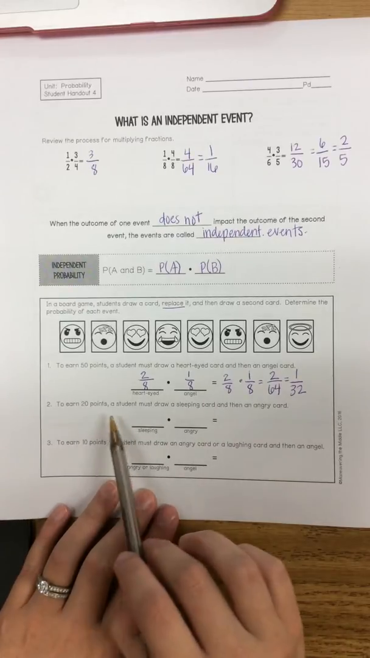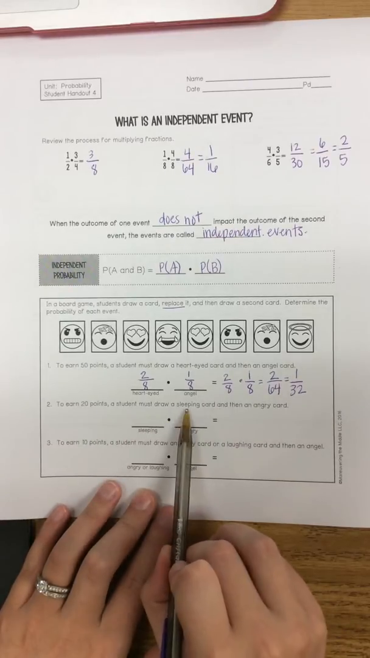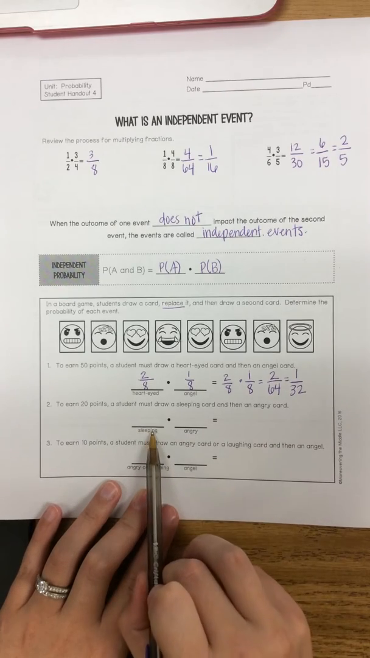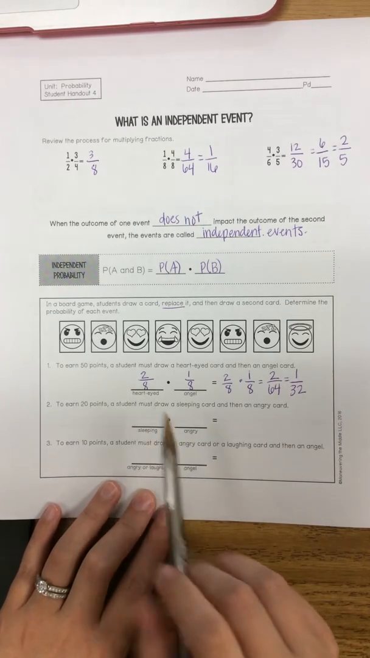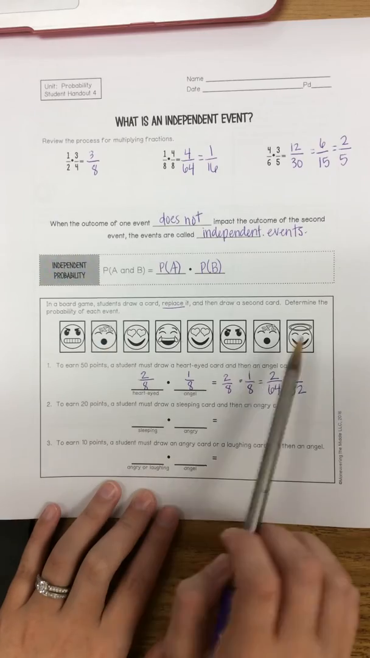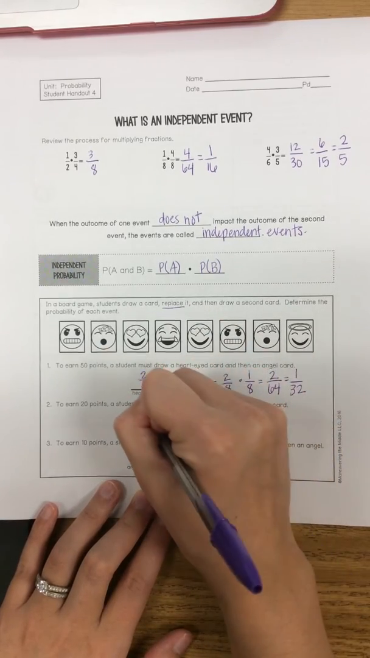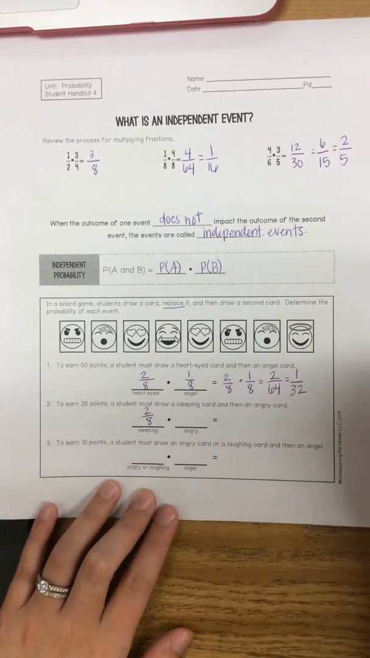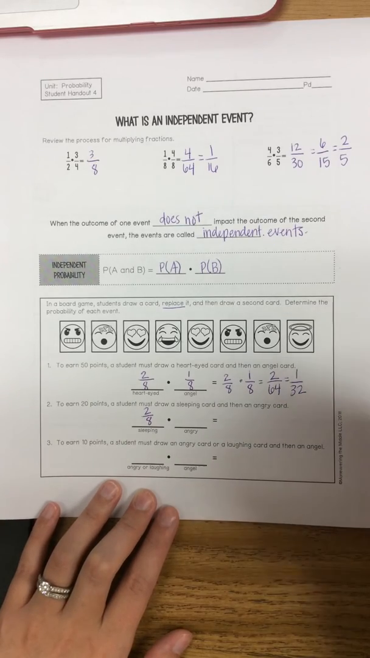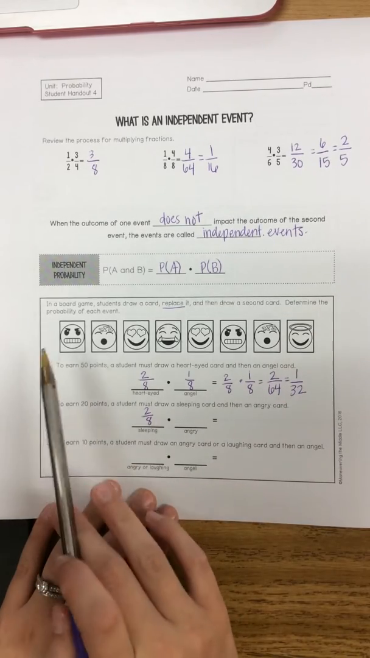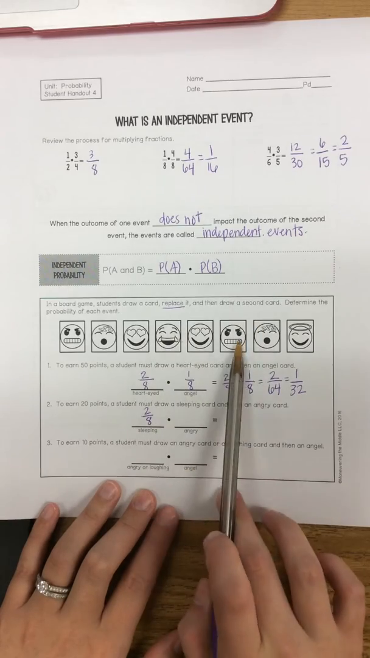To earn 20 points, a student must draw a sleeping card and then an angry card, okay? So let's see, what is the probability of getting a sleeping card? 1, 2, okay? So there's 2 out of 8 sleeping cards, and then an angry card. 1, 2.